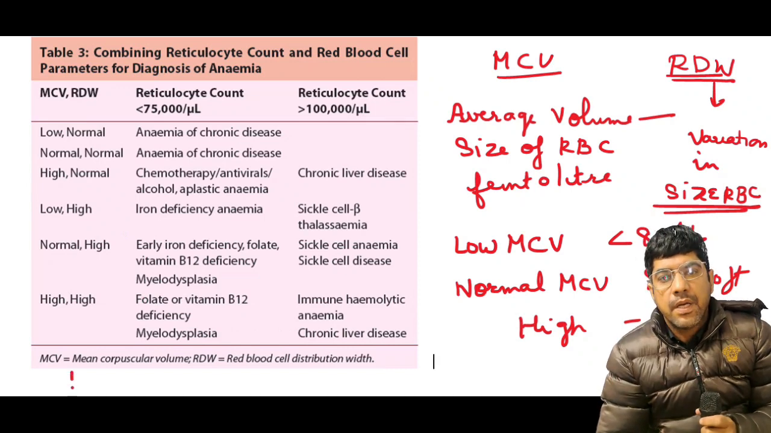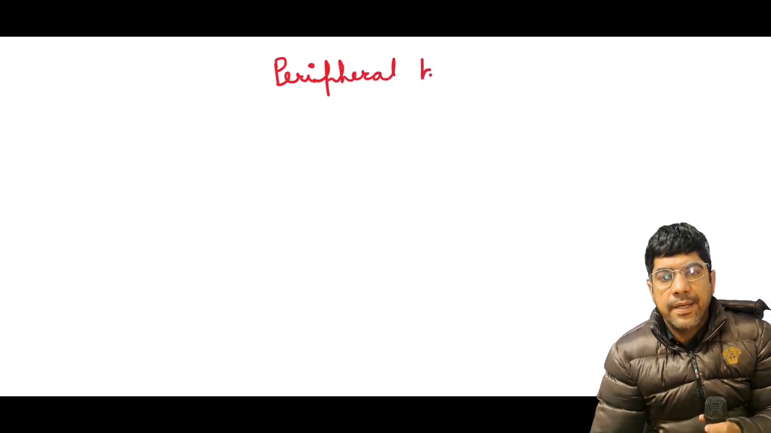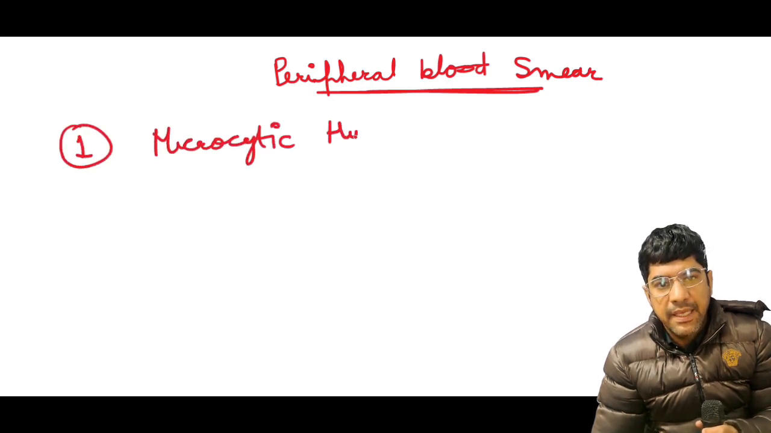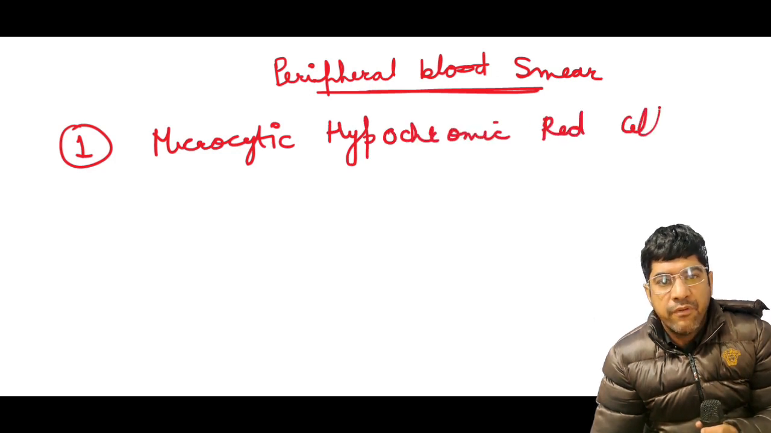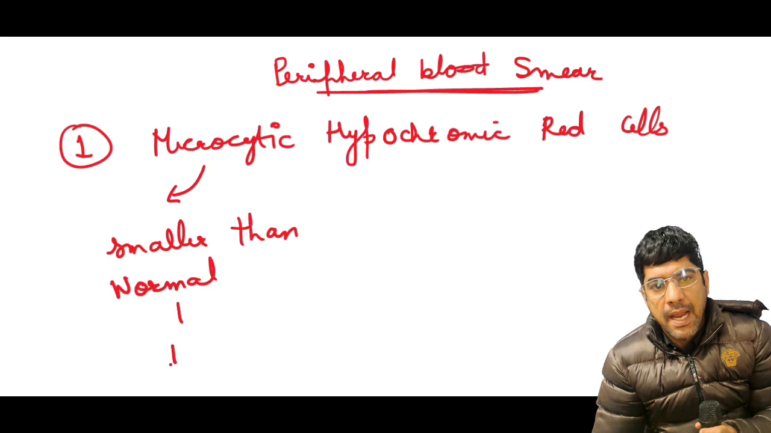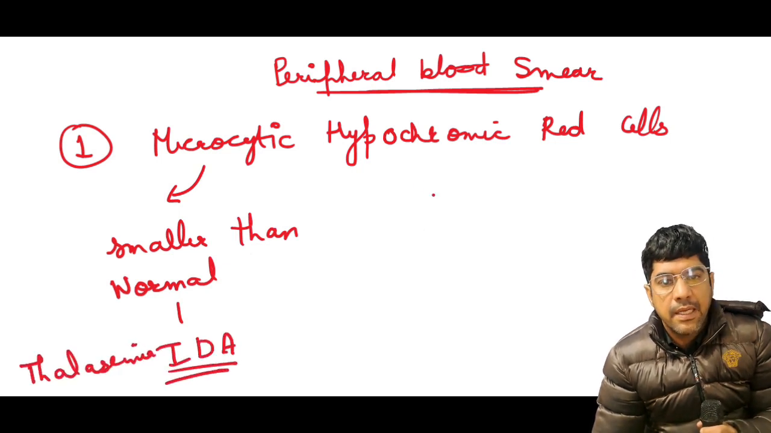Apart from that, you can do a peripheral blood smear, that is a manual examination of a sample of blood under the microscope. It is an important diagnostic tool. So what are the key findings? First of all, the morphological findings in red blood cells are microcytic hypochromic red cells, indicating smaller than normal and paler red blood cells. So they are suggestive of conditions like iron deficiency anemia or thalassemia.